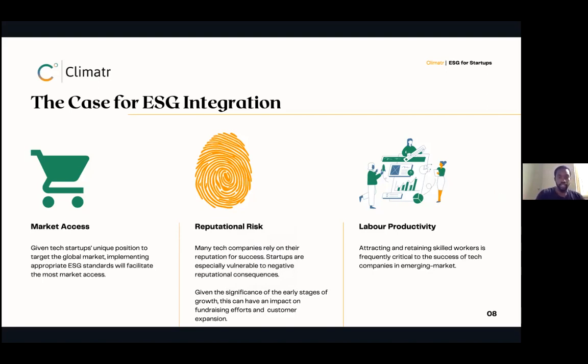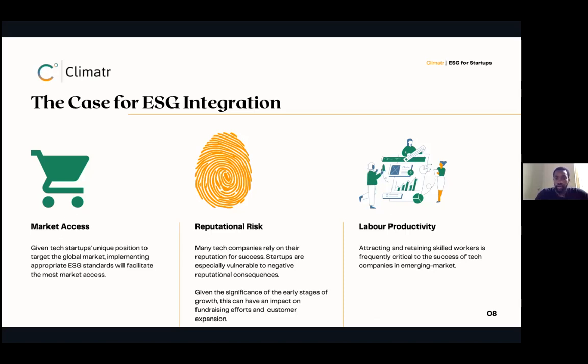Another reason we should consider ESG integration is reputational risk, right? Many tech companies predominantly rely on their reputation for success, especially when you're still new, and startups are usually vulnerable to negative reputational consequences. This is very important because anything can sink your startup at the very early stages. So it's important you are working within the confines of well-regulated principles that allow you to stay clear of any unforeseen danger that could come your way while building your startup. Given the significance of the early stages of growth, this can have an impact on your fundraising efforts, customer expansion, even talent acquisition as a startup, right? So again, having ESG integrated into your business model and operation helps you avoid some reputational risks that would have otherwise been unavoidable.